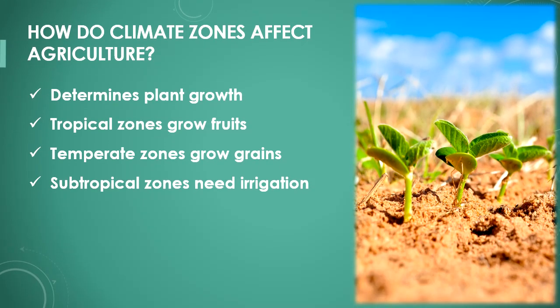Climate zones have a significant impact on agriculture, as they determine which plants can grow in a particular area. In tropical climates, many fruits and vegetables can thrive, while cooler zones, like the temperate climate zone, mainly grow grains. The dry subtropical zones often rely on irrigation. In Arctic regions, agriculture is almost impossible.